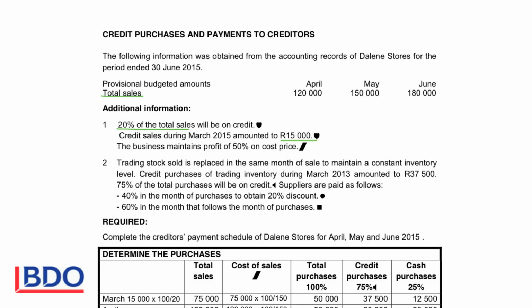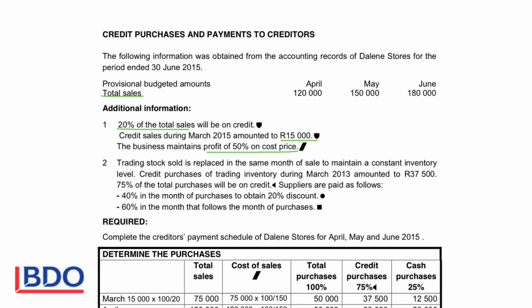The business maintains a profit of 50% on cost. If they give you this profit markup, in the majority of cases, they will not give you the purchases amount, and you will have to use this markup percentage to calculate what is the cost price of the goods that were sold, because the cost price of goods sold equals the amount that you pay for the goods when you buy it. Then we will look at the trailing stock and how it's replaced.